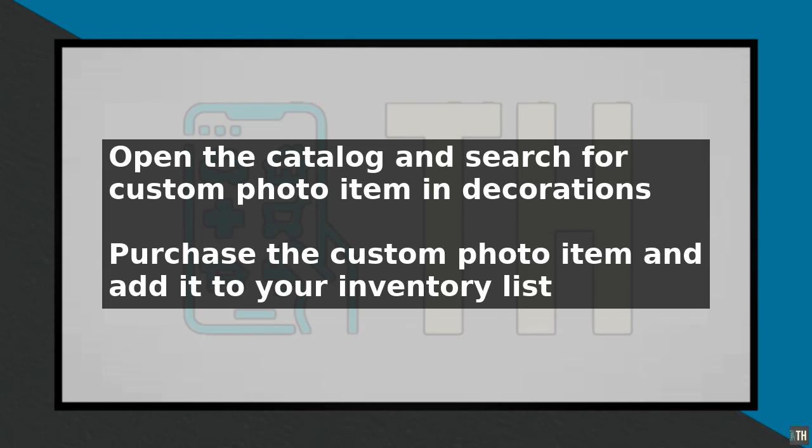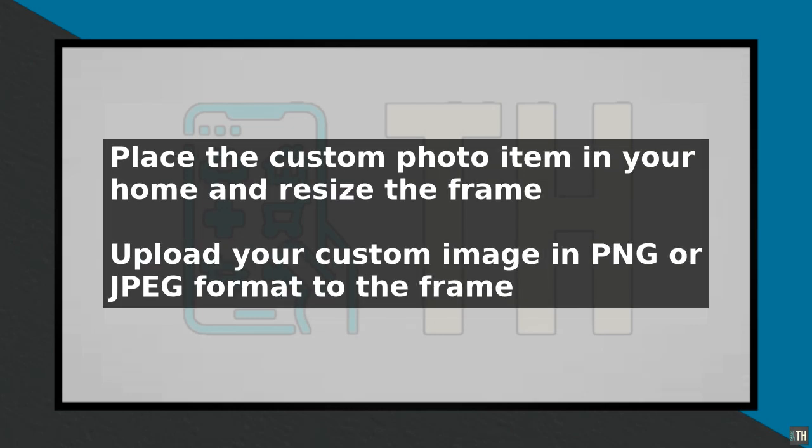Now, to upload your custom photo, click on the photo frame and select the Upload Image option. You will be redirected to the Roblox website, where you can upload your custom image. The image must be in PNG or JPEG format and meet the Roblox community guidelines.